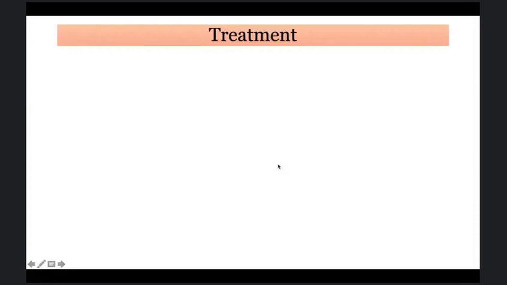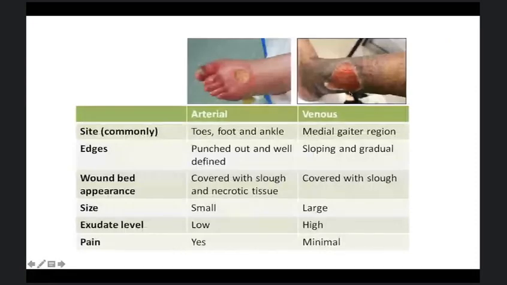while the edge of venous ulcer is sloping and gradual, covered with slough and necrotic tissues, while in venous ulcer.